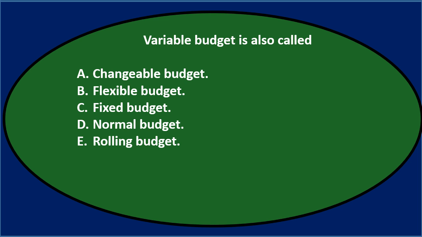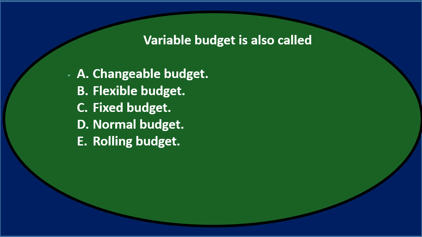First question, a variable budget is also called A, changeable budget, B, flexible budget, C, fixed budget, D, normal budget, E, rolling budget. Let's go through this again using the process of elimination. Variable budget is also called a changeable budget. Now that sounds like it's changing, so that seems reasonable. I'll keep that for now.